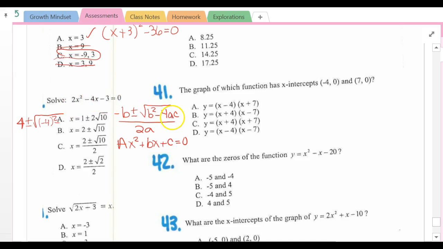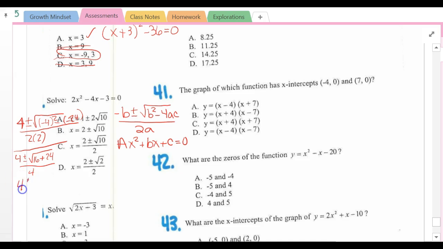So 4 times a is 8 times negative 3. So 8 times negative 3 is negative 24. All over 2 times a. So 2 times 2. So we have 4 plus or minus the square root. Negative 4 squared is 16. A negative times a negative is plus 24 over 4. Kind of running out of room. I apologize about that. So 4 plus or minus 16 plus 24 is 40.